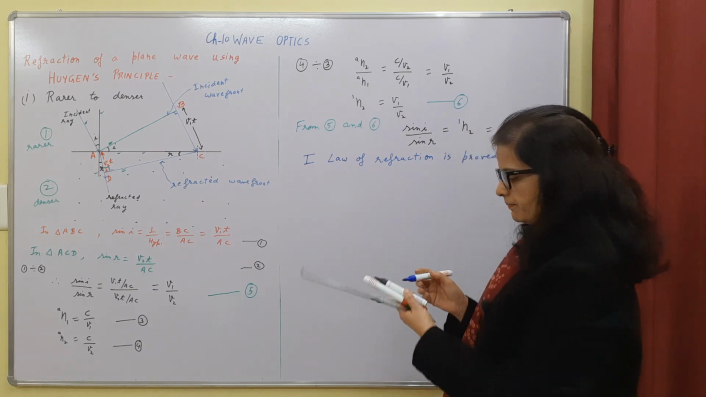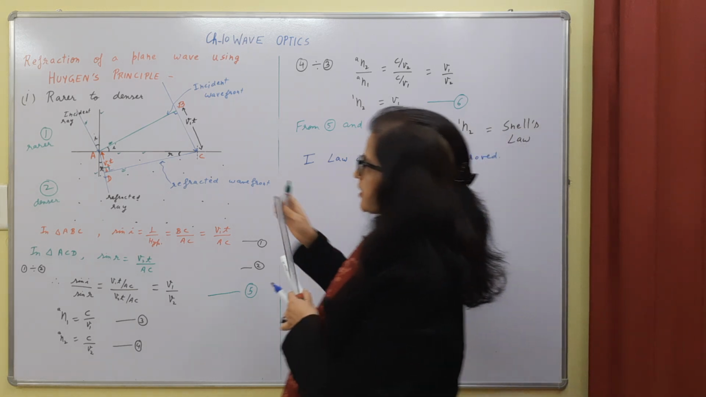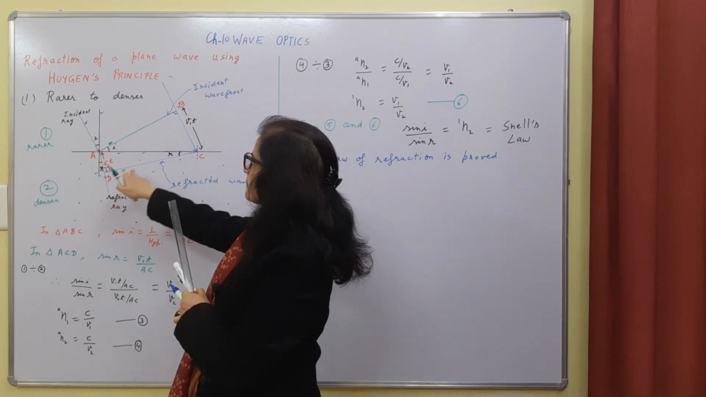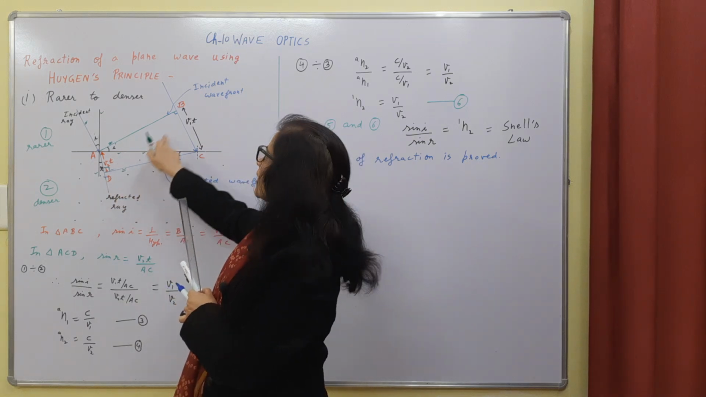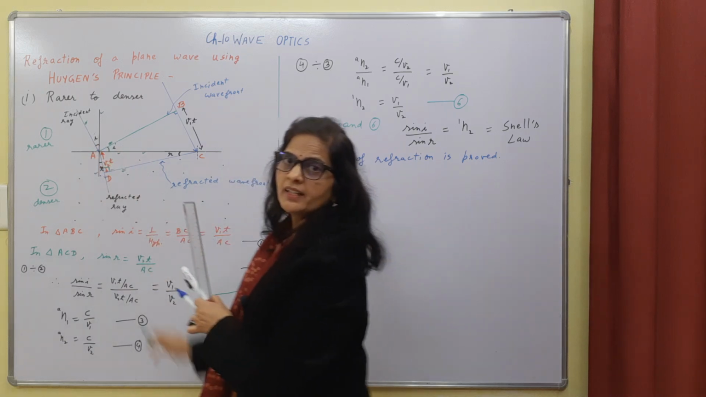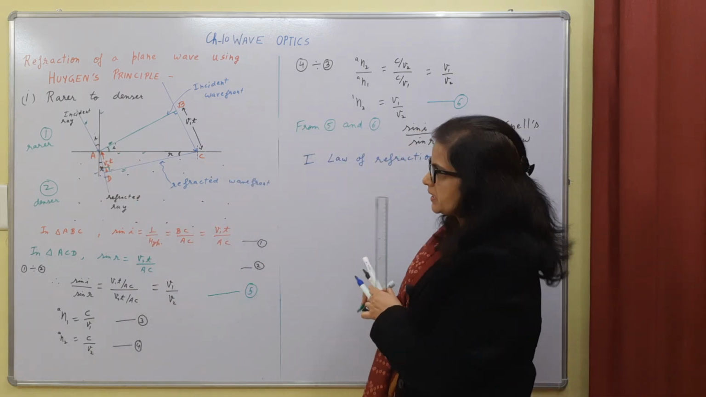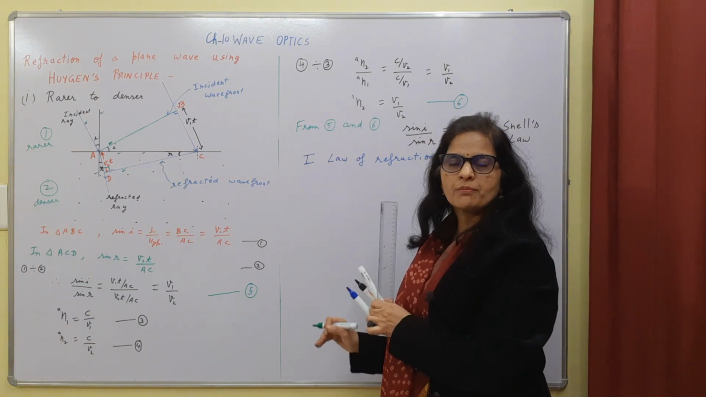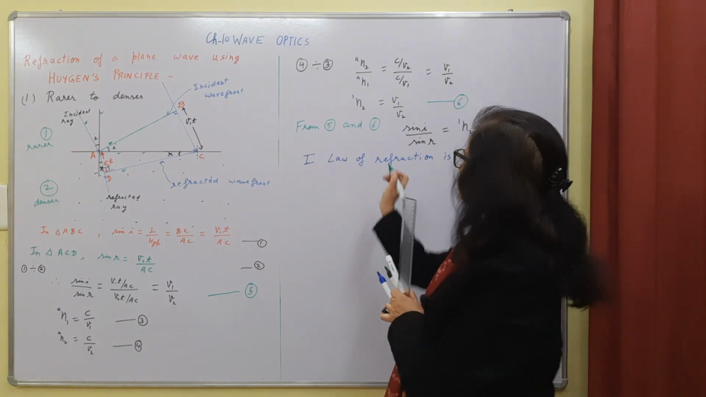For the second law, we know that incident ray is perpendicular to incident wavefront, refracted ray is perpendicular to refracted wavefront, and normal is perpendicular to the refracting interface. So that means all these incident ray, refracted ray and normal lie in the same plane.